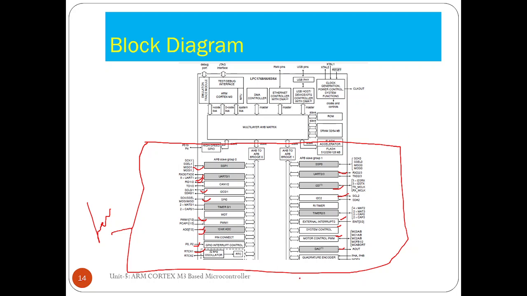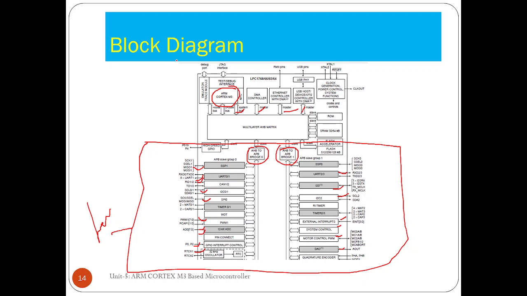And to control these on-chip peripherals, there are two types of buses available. The AHB bus, that is the advanced high-performance bus, it is called an AMBA structure, advanced microcontroller bus architecture. And here the whole control is connected to the ARM Cortex. If you see, there are different types of buses available. One bus is the system bus, and all these are connected to the master.